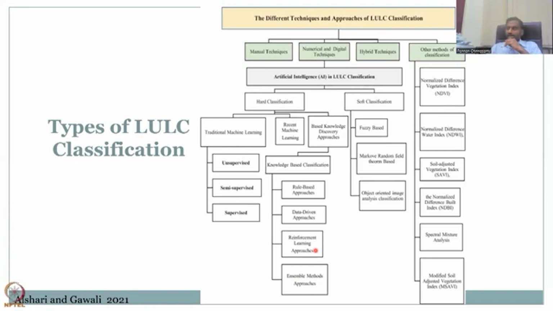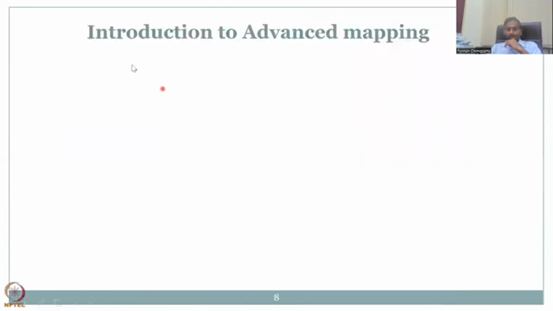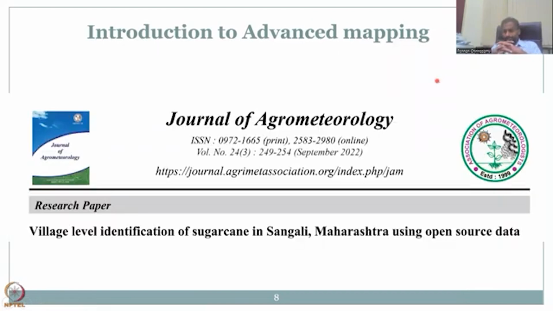As a case study, I will discuss one paper from our group, which got published in the Journal of Agrometeorology. It is an Indian journal, mostly through the Association of Agrometeorologists. Almost all agriculture universities subscribe to it because it's a government, association journal, and it talks a lot about applications, and one key application is GIS. The paper we'll be discussing, on the advancement of data, is the village level identification of sugarcane in Sangli, Maharashtra using open source data.